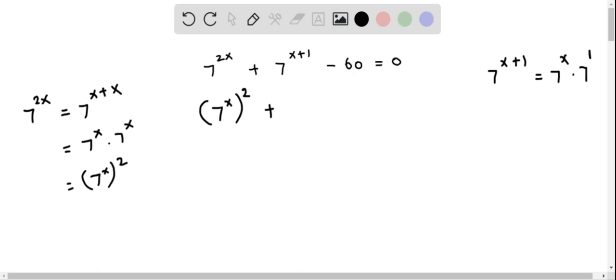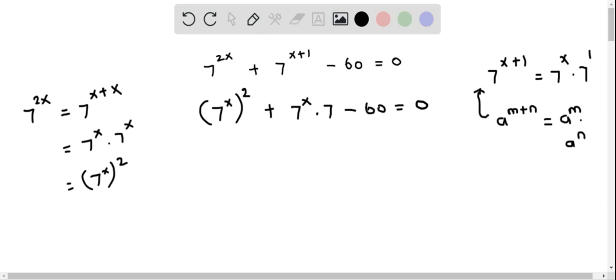Basically, we are using this rule of exponents, that is a^(m+n) equals a^m times a^n. So we are following this rule and rewriting this. So now I rewrite 7^(x+1) as 7^x times 7, and then I put this minus 60, and this equals 0.